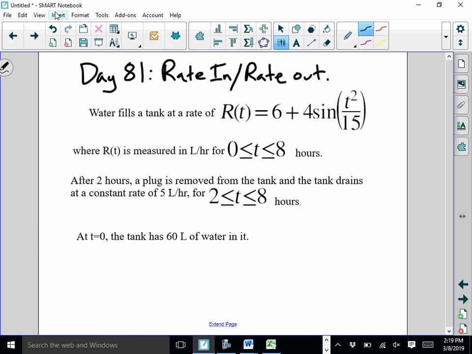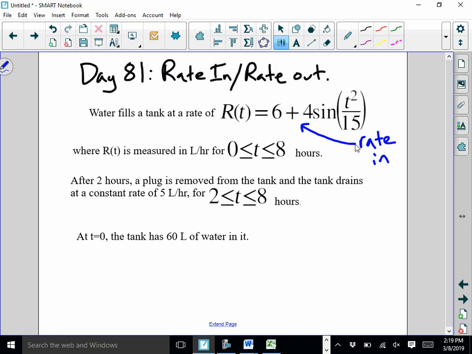Okay, so now that you have this copied in, I say water fills a tank at a rate of R of t equals that ugly thing, where R of t is measured in liters per hour for 0 to 8 hours. So that's the water filling the tank. What I want you first to do is to annotate what R of t is here. This is rate in. That's our rate in, because it says water fills a tank. So that's the rate of water going into a tank.